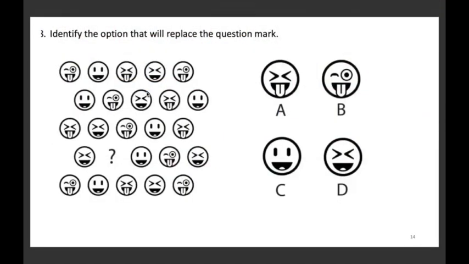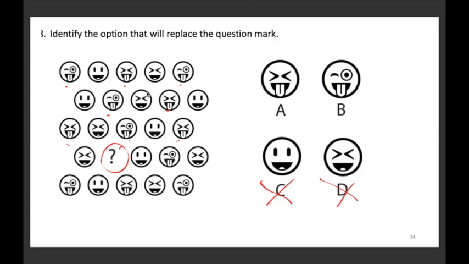You're given here a sequence. You have to identify the option that will replace the question mark. From the options provided, only one answer is correct in this case. So here, if you look at the emojis, the tongue emoji is alternating, which means that whatever is here will be a tongue emoji. That means C and D will be eliminated.